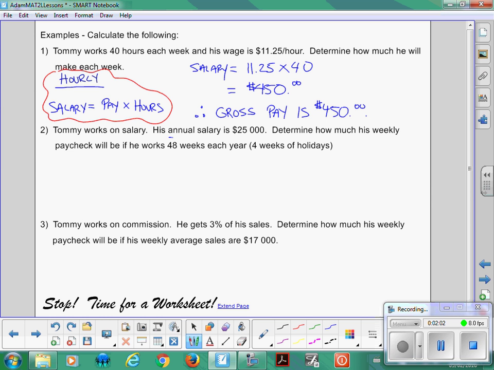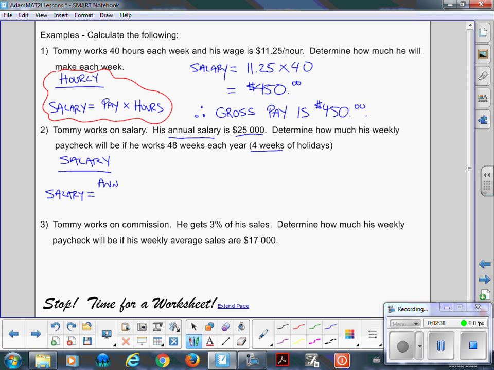His annual salary. So his boss says, you know what, I'm going to give you $25,000 a year. What will his weekly paycheck be if he works 48 weeks each year? So I did 4 weeks of holidays. That's maybe after a year or two with an employer, you kind of build up your holiday time. But on average, 4 weeks, probably a little rich to start with. But we'll just use it for this example. So salary, your salary pay here, salary equals your annual salary divided by weeks.